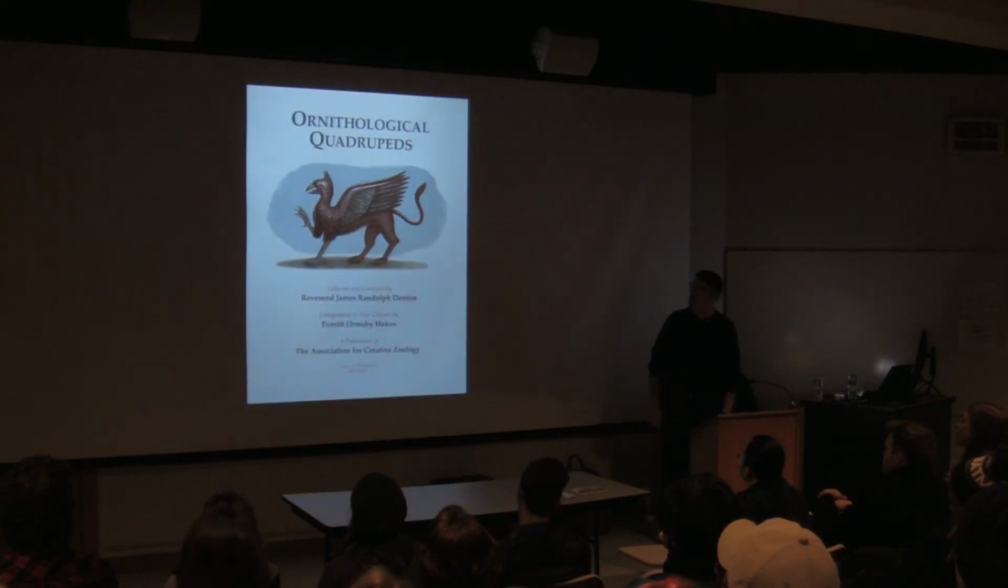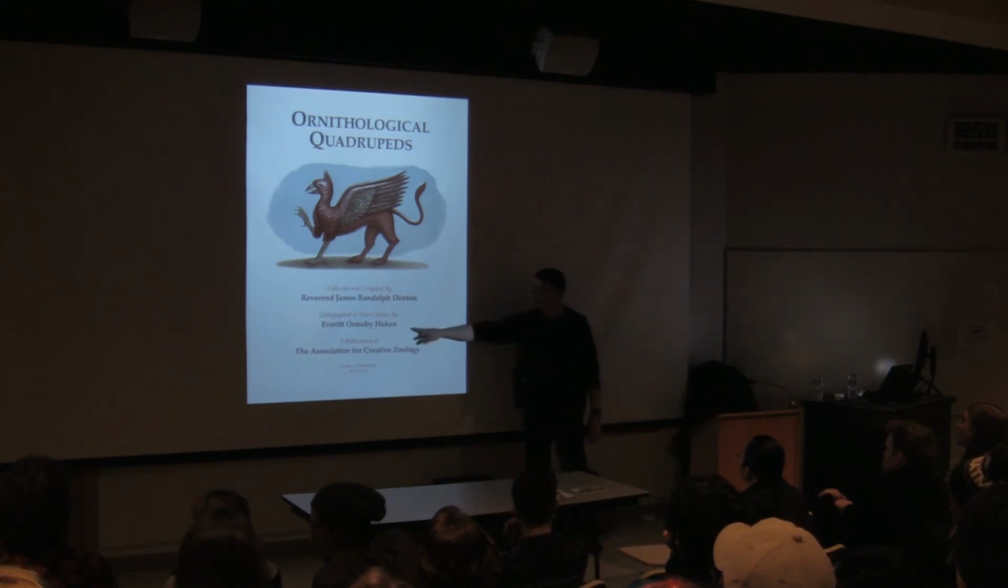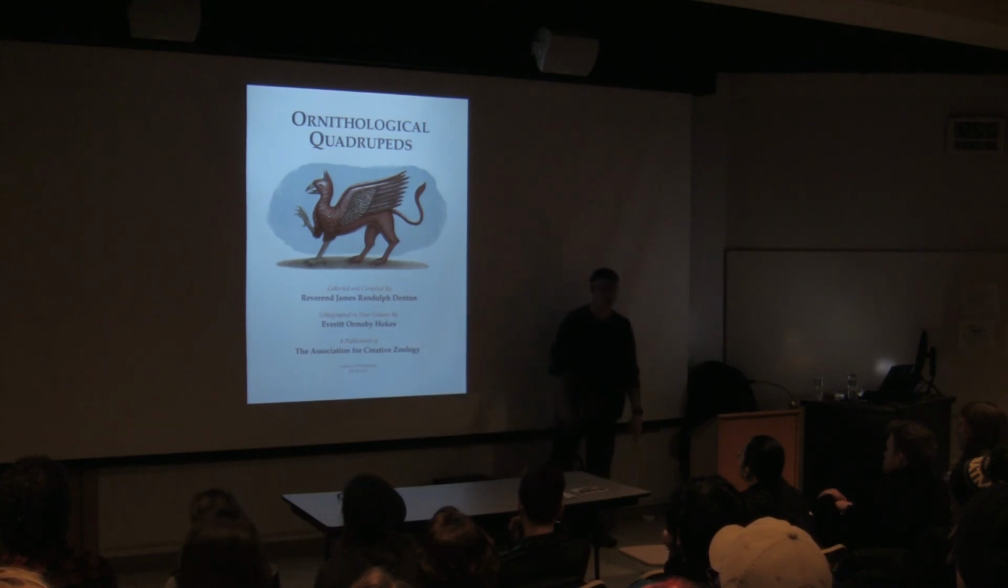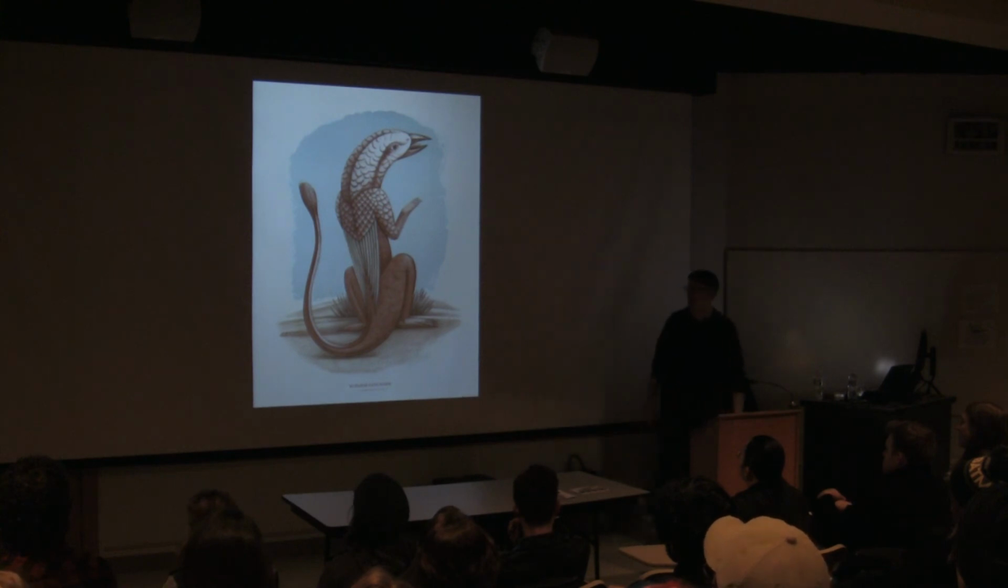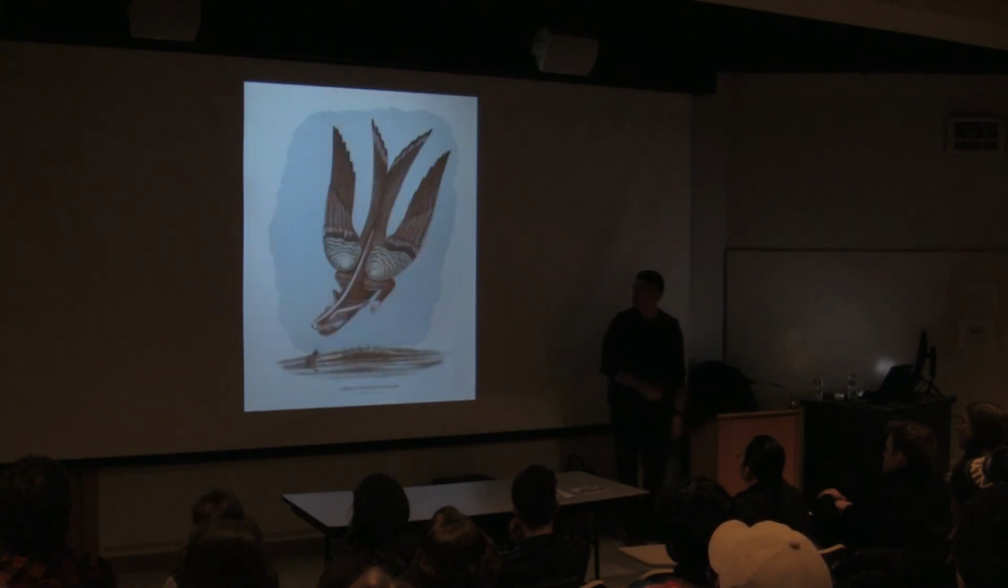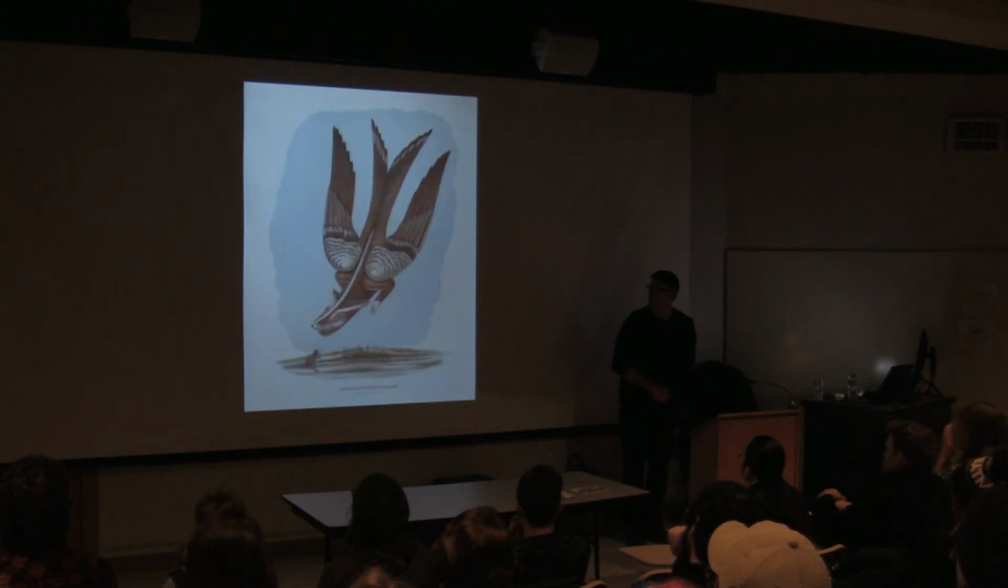And then I have a set of 9 prints, ornithological quadrupeds by the Reverend James Randolph Denton, lithographed in 4 colors by Everett Ormsby Hoax. Of course, this is 5 runs. Don't believe what you read. So I have a variety of these. The Burmese lionhawk, the long-tailed marmot heron, the American badger swallow, which is in the show, I believe.